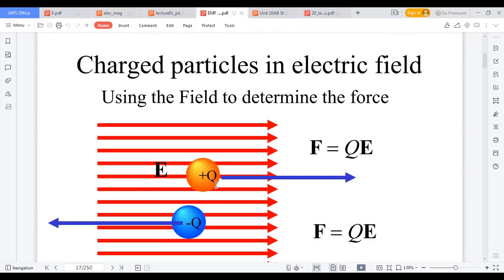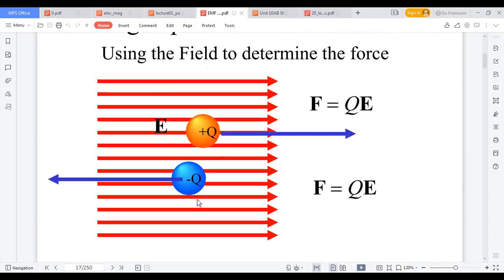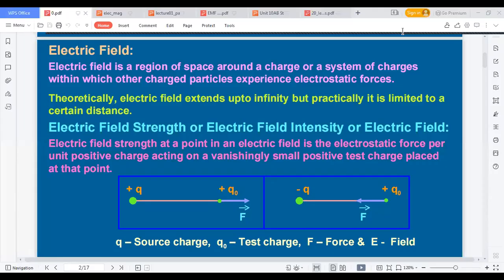For a charged particle in an electric field, using the field to determine the force, F equals QE. From the definition of electric field, we get capital E equals F by Q. So this is the line of force from the positive charge, and this is the negative charge. F equals QE is the force acting on the positive Q, and F equals QE is also acting on the negative charge. So from this point of view, what actually is the electric field? We can define the electric field like this.